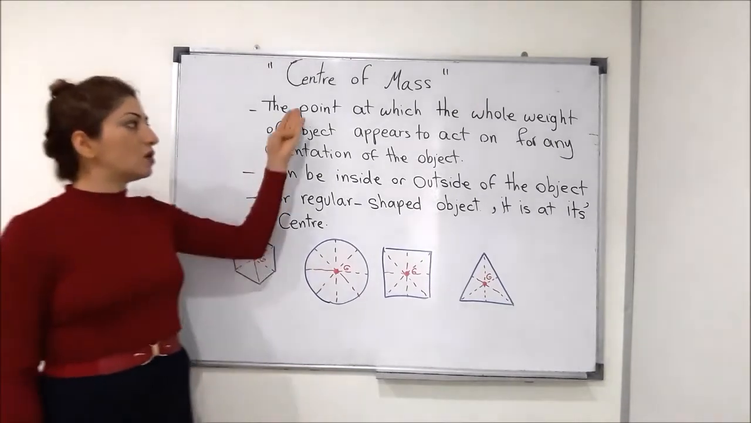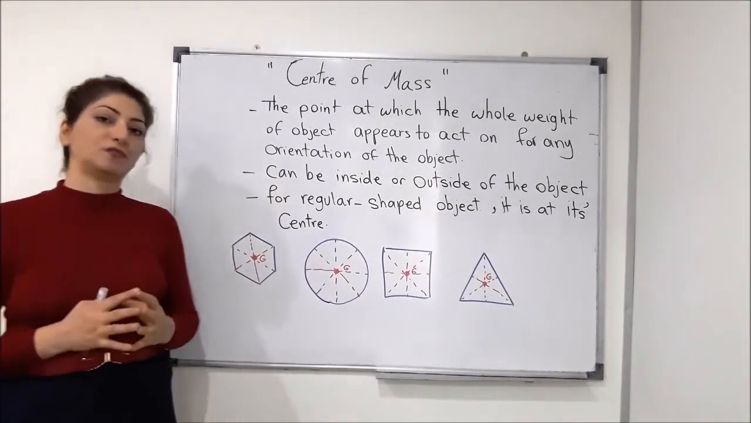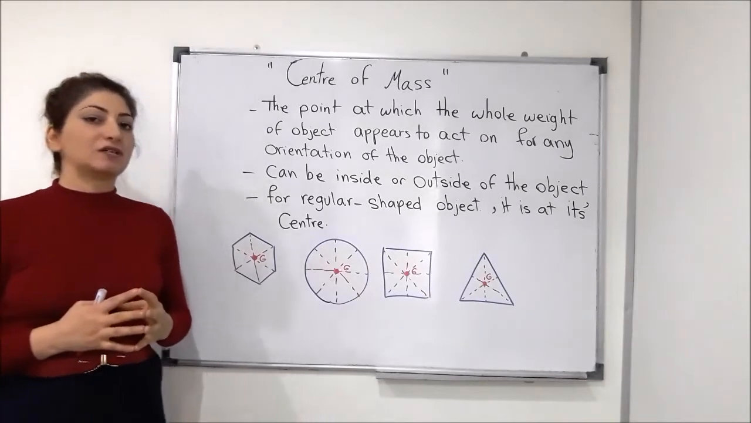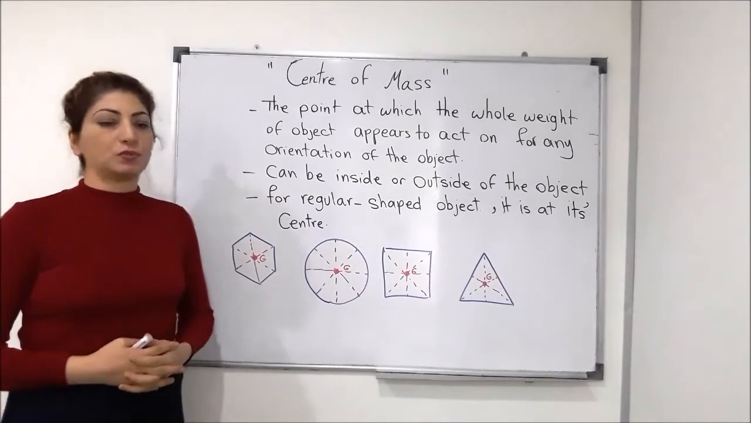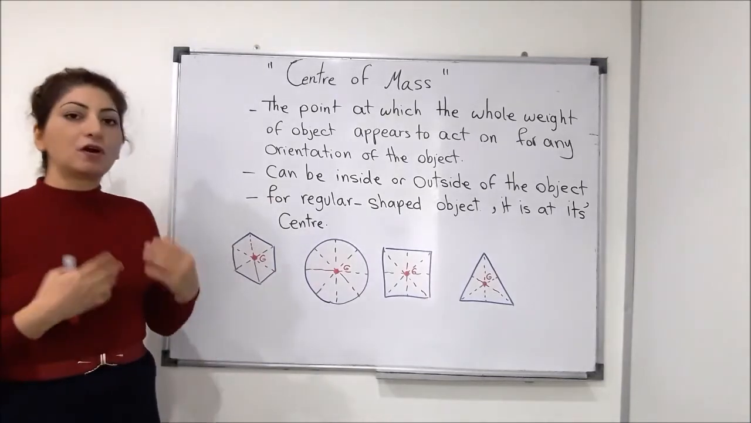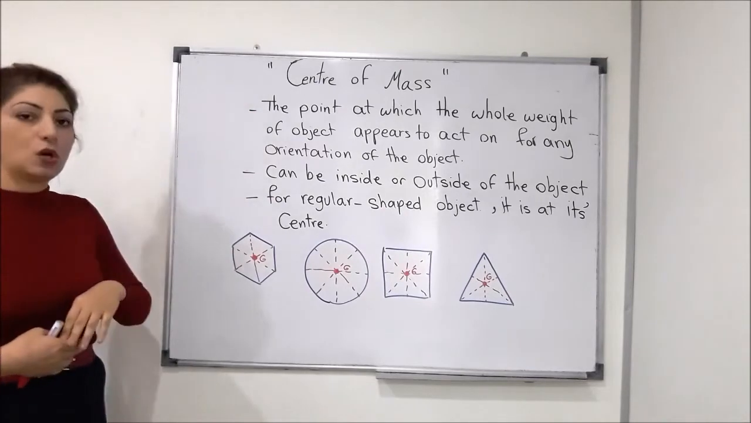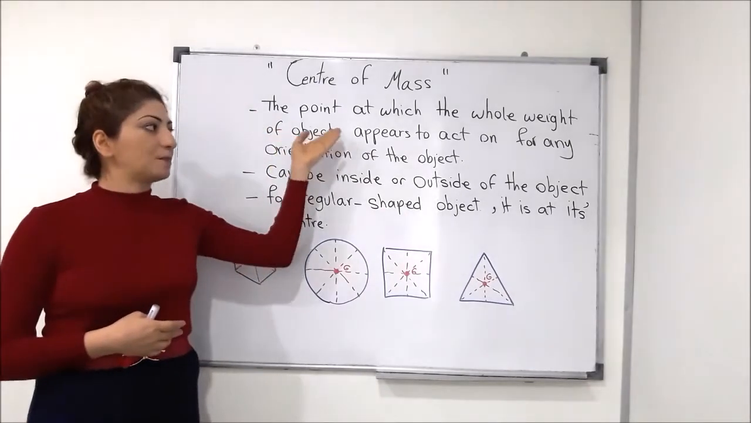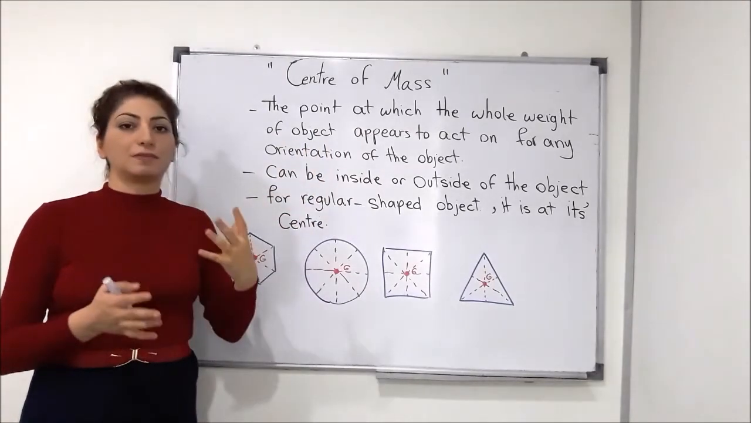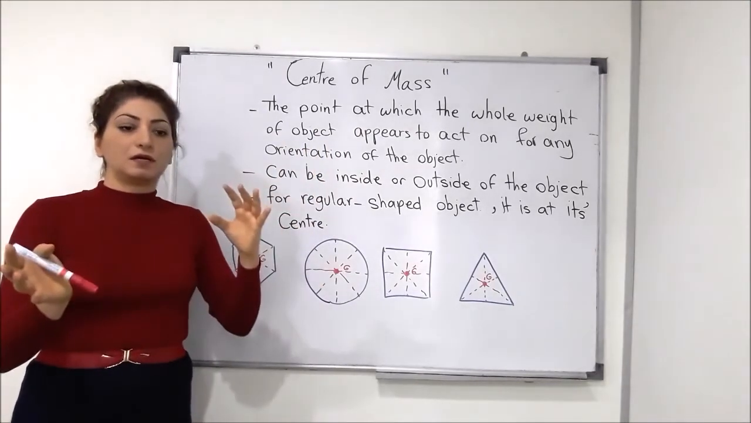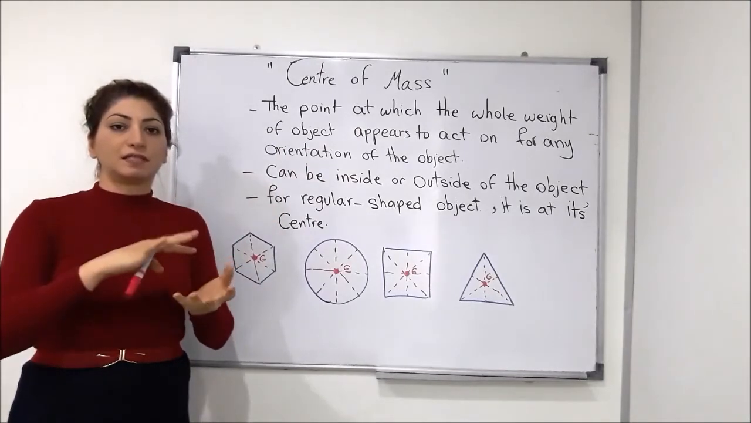The center of mass is the point at which the whole weight of the object appears to act on that point only, for any orientation of the object. It doesn't matter where you shift it, how you direct it, how you place it, or which side.